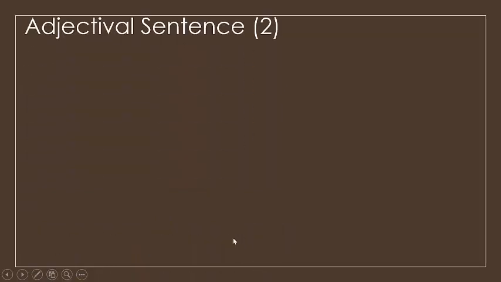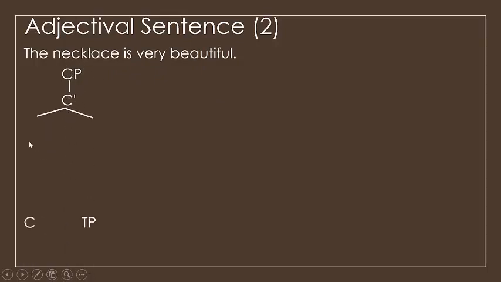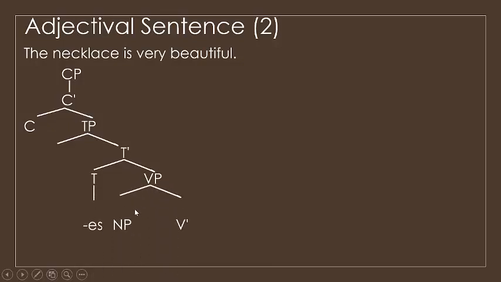Now let's see the structure of the sentence: the necklace is very beautiful. Here CP branches into C bar, and C bar here branches into C and TP. TP here branches into an empty position of specifier over here. It's always empty. And then T bar here branches into T and VP. The T here is ES because it's present.